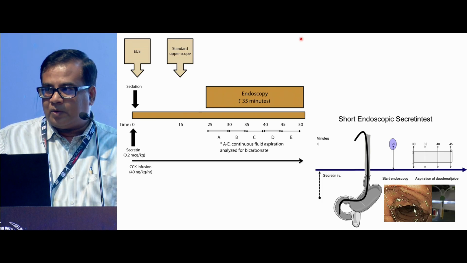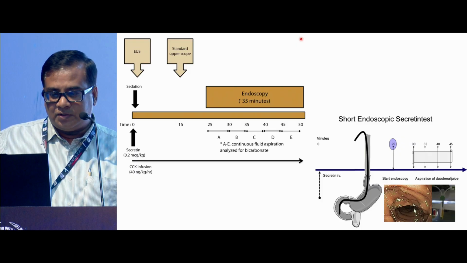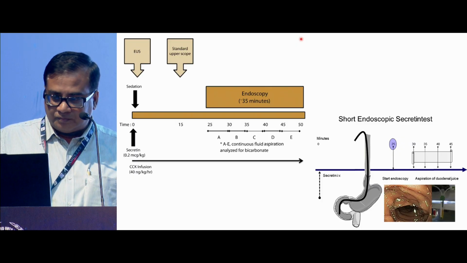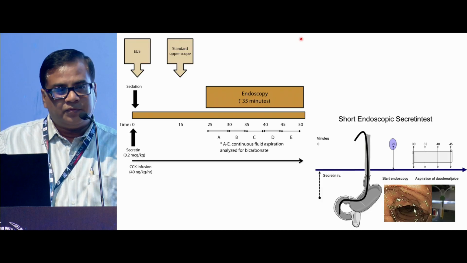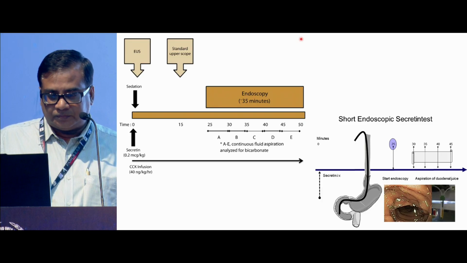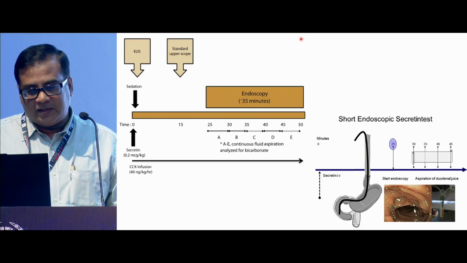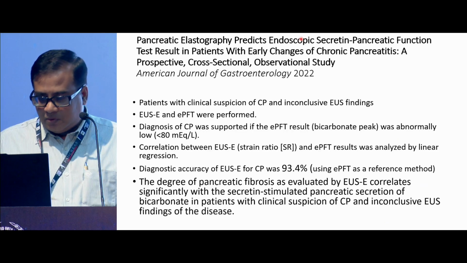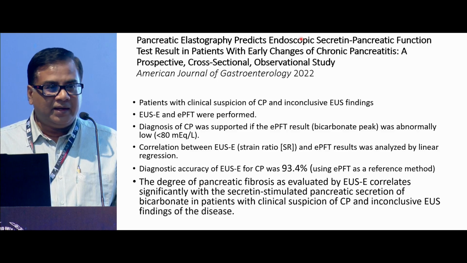And total endoscopy time would be about 35 minutes, in which you can do about 45 minutes of the aspiration. So this is a shorter variation of the endoscopic test, which is used in some of the centers. But to my knowledge, it's not very popular yet among us. So among the newer tests, we have pancreatic elastography.